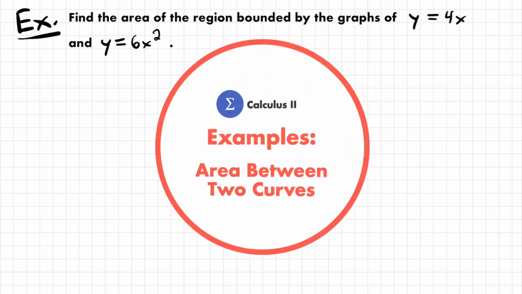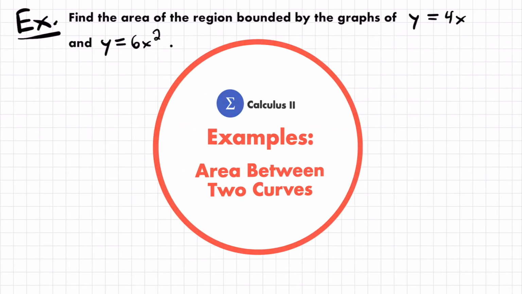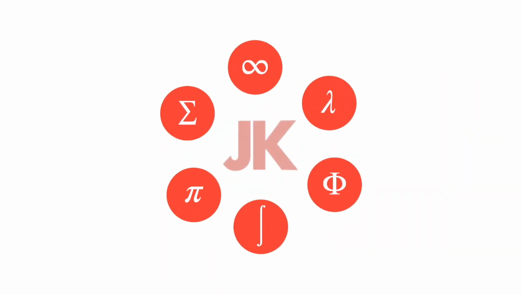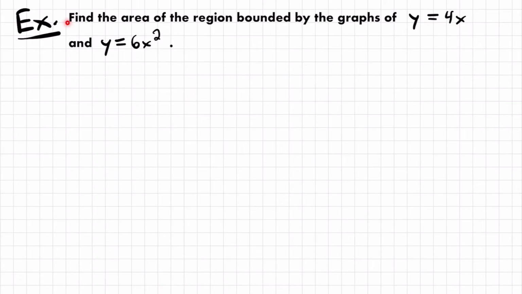Welcome back. In this video, we're going to be looking at some example problems of calculating the area between two curves. Let's get to it. All right, so here's our first example. We want to find the area of the region bounded by the graphs of y equals 4x and y equals 6x squared.